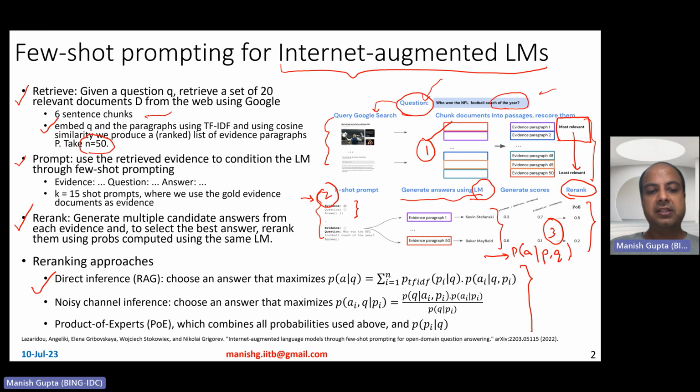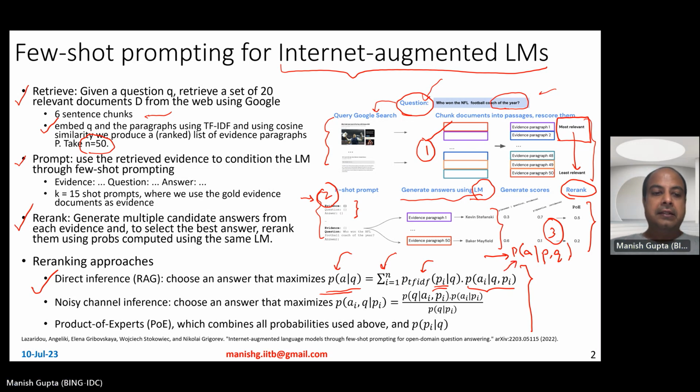For example, direct inference, which is also the method used in RAG. The idea is you have to choose the answer which maximizes the probability of A given Q. So you basically marginalize over n possible evidences, where n is fixed to 50 here. You want to maximize the probability of the answer given the question by summing over 50 different relevant paragraphs. The first part of this conditional is basically TF-IDF based, and the second part is coming from the language model.